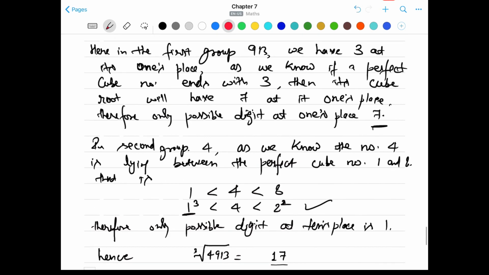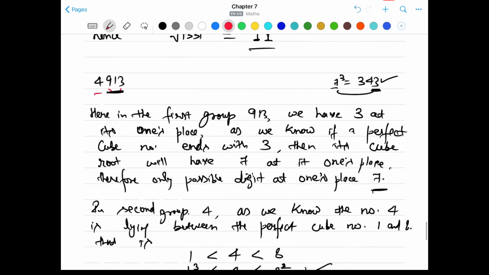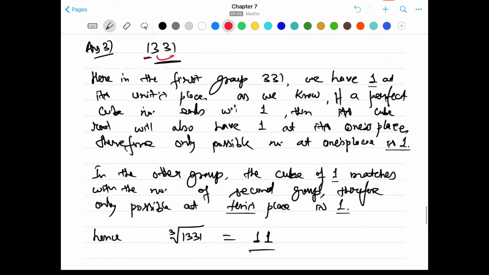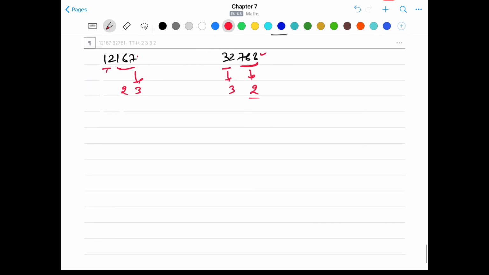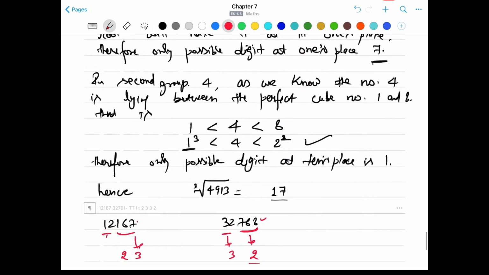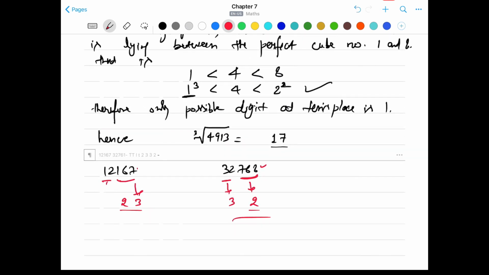I have given you the answer. You will write the answer in this language, like we wrote for 1331 and 4913. You will write the answers for these two numbers also in a similar way. I have just given you the correct answer.